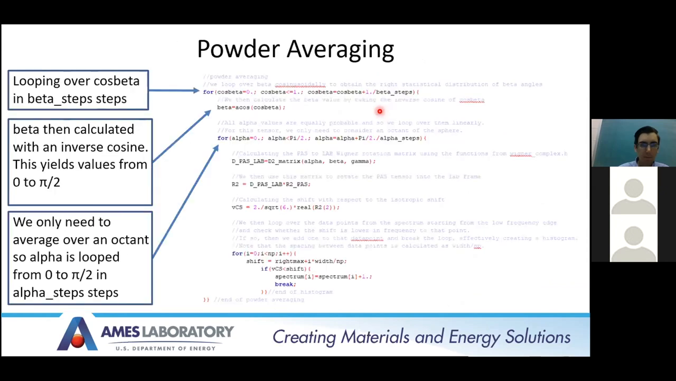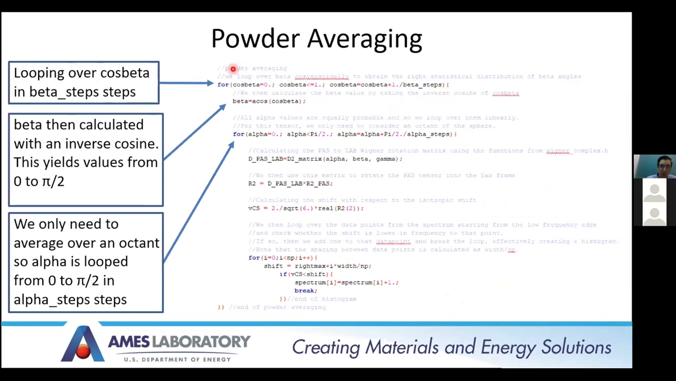Okay, so I'll just continue on with this NMR powder line shape simulation program. The next line is where the powder averaging starts. So we're going to loop over cosine beta from 0 to 1. This allows us to loop essentially beta from 0 to 90 in a statistically relevant way. And within this loop, we then calculate the angle beta by calculating the inverse cosine.